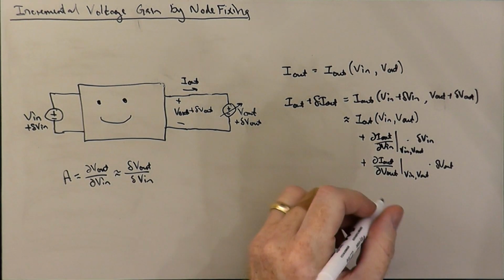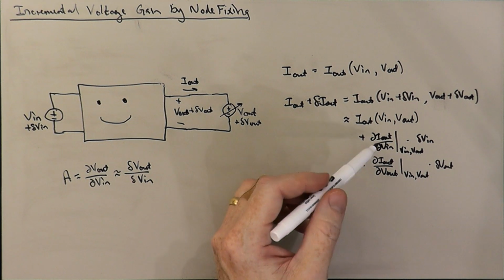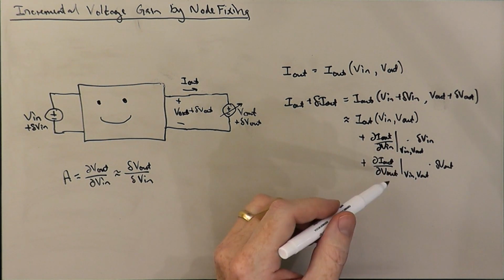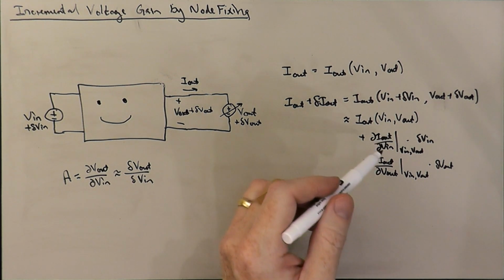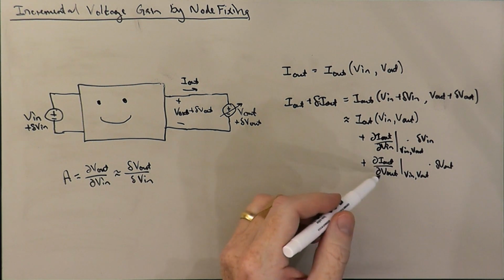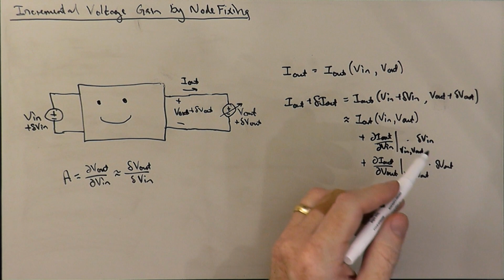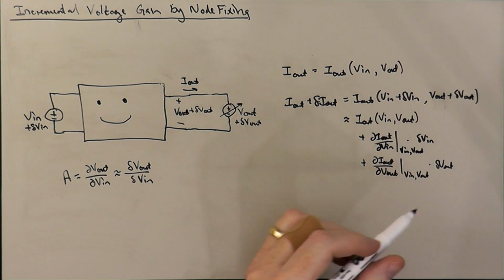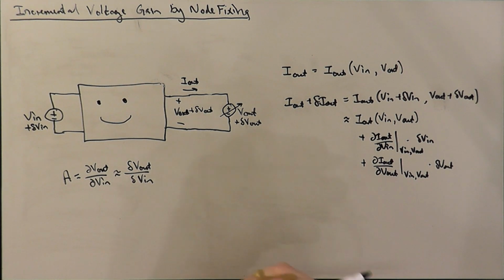And then there'll be second order terms here that will involve d squared I out dV in squared, the mixed partial derivative d squared I out dV in dV out, and d squared I out dV out squared, involving these delta V in squared, delta V in delta V out, and delta V out squared. But we're going to assume that the changes are sufficiently small that we can ignore those higher order terms.